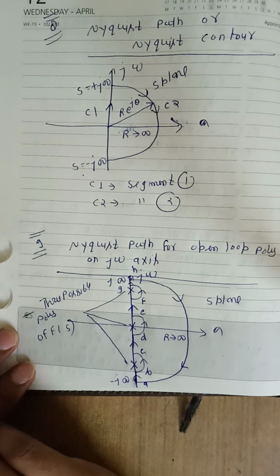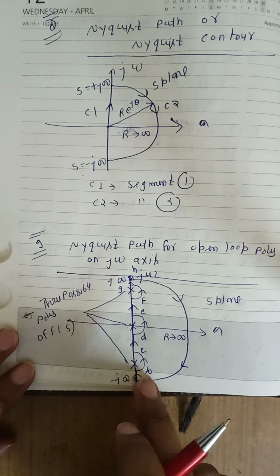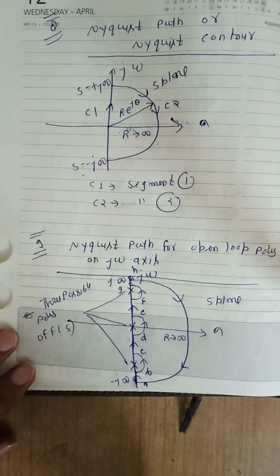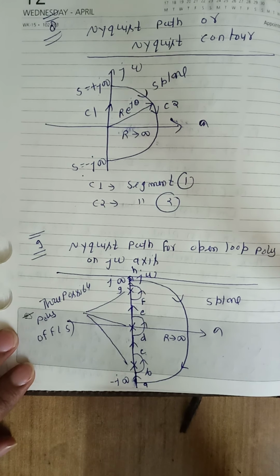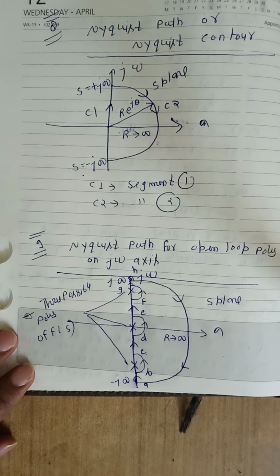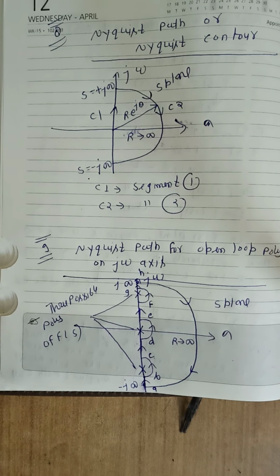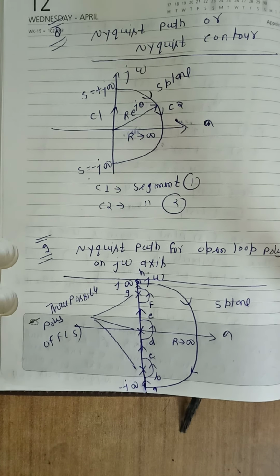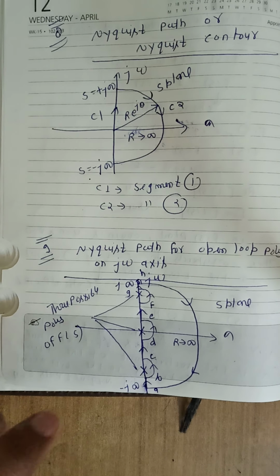Path, you can say overall path, suppose I or J, you can assume according to the numerical. So with the help of the diagram, we can define the Nyquist path.